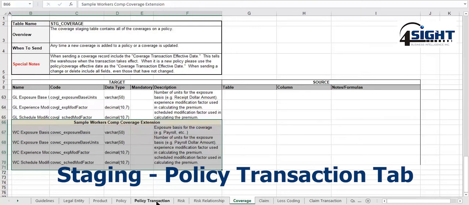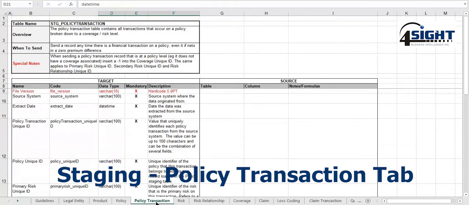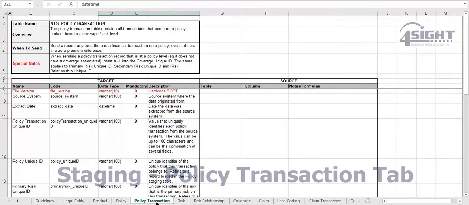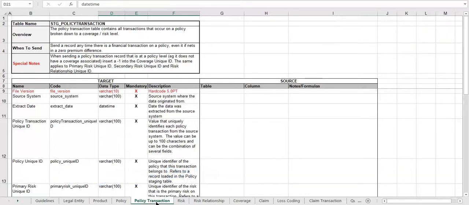Now moving back to the Policy Transaction tab. We initially bypassed the Policy Transaction tab because the risk relationship, coverage, and the policy transactions are all tied together in the Policy Transaction tab as activities occur. A policy transaction is a transaction that ties a coverage to a policy and potentially a risk.